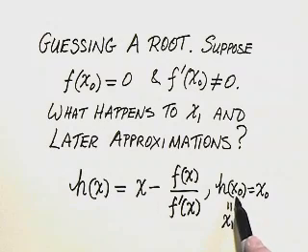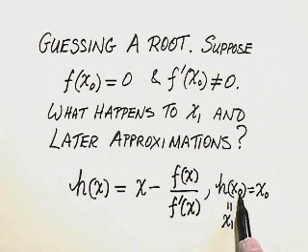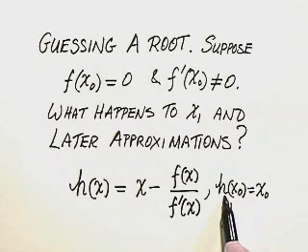In effect, we've found a point which has the property that h of x equals x. x0 is a solution of the equation h of x equals x, and we call that a fixed point of the function h. And so that's what happens once you found the fixed point of the function h, then all the later approximations are stable. They never change.